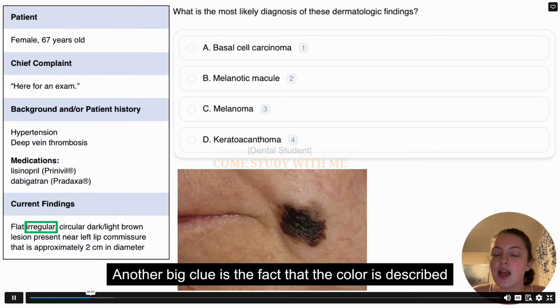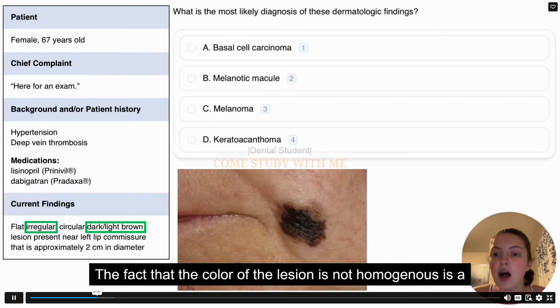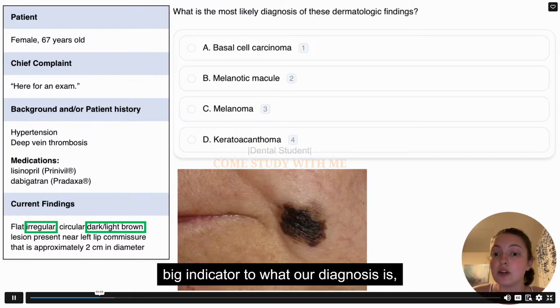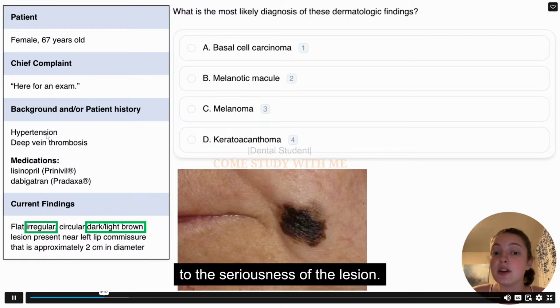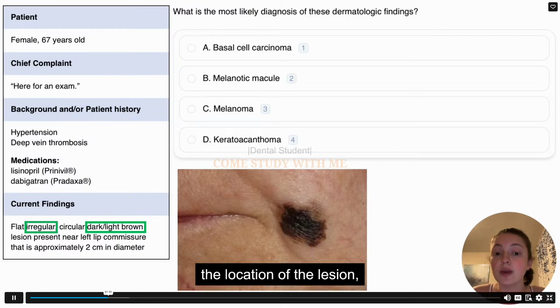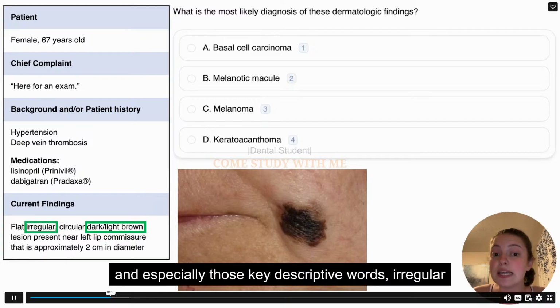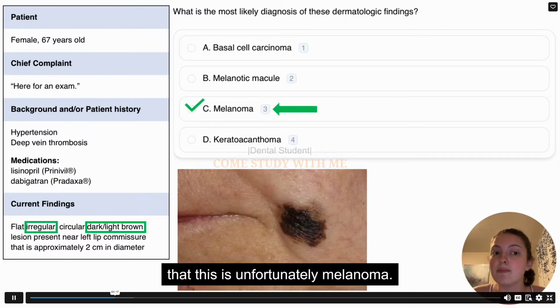malignant condition. Another big clue is the fact that the color is described as dark and light brown. The fact that the color of the lesion is not homogeneous is a big indicator to what our diagnosis is, and unfortunately another red flag descriptor when it comes to the seriousness of the lesion. Now, based on the image, the entire description, the location of the lesion, and especially those key descriptive words, irregular and the two colors, we know that this is unfortunately melanoma.